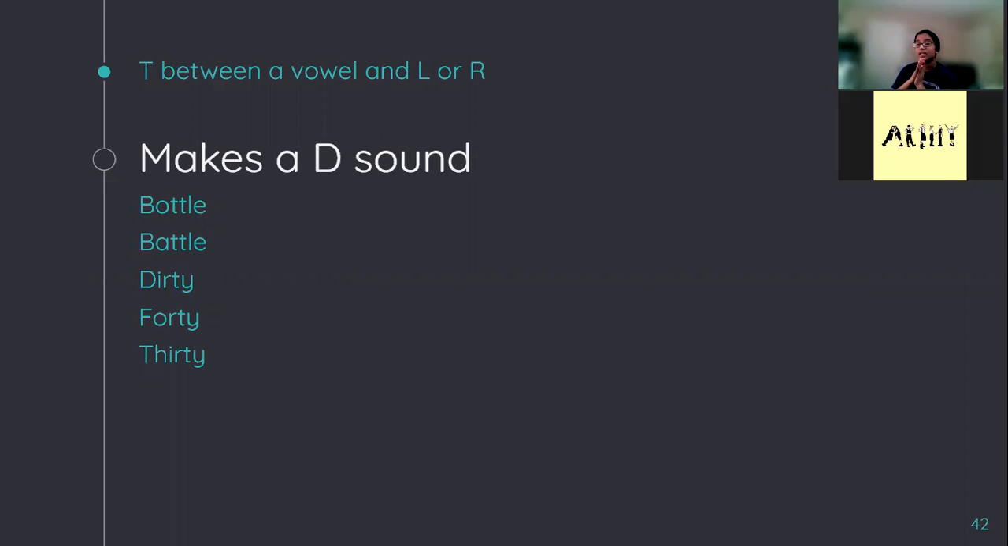Yeah. So the next one is dirty. But this time it's different. The T has an R before it. Do you see that R? The T has an R before it. So you're going to pronounce that T as a D. Dirty. Can you guys all say it? Dirty. Yes, dirty.